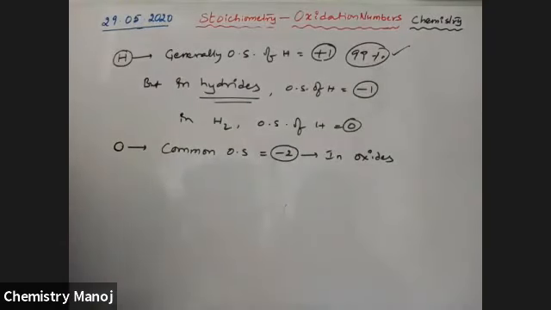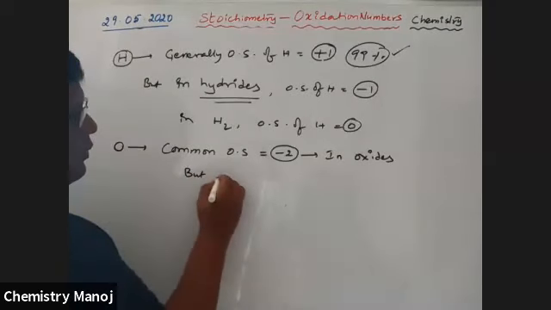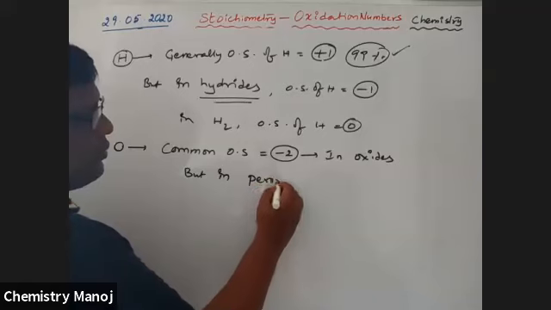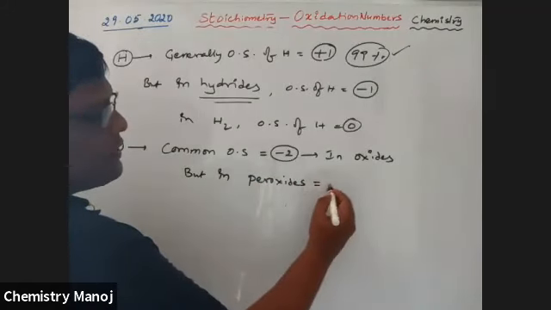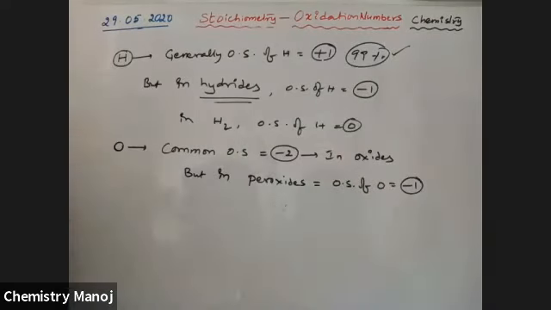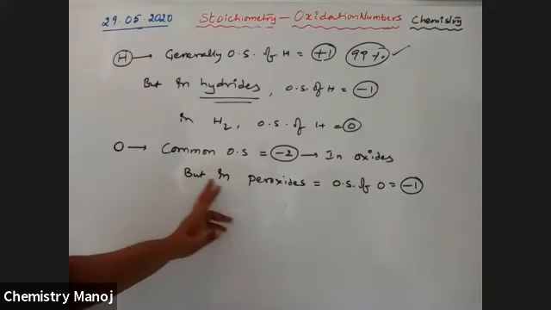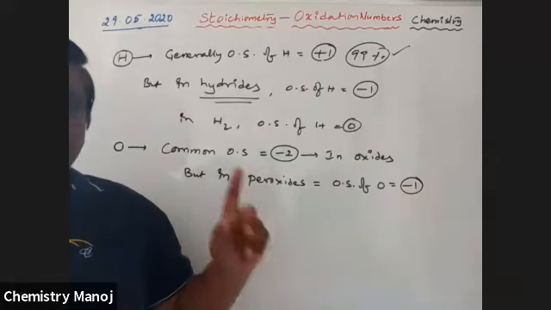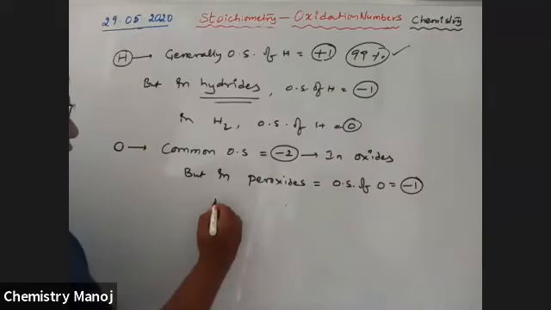But in peroxide, the oxidation state of oxygen is equal to -1. In peroxide, the oxidation state of oxygen is -1. Oxygen never shows +6, my dear readers. Please don't disturb me; after completion of the topic, please ask your doubt. See here, in peroxide, the oxidation state of oxygen is -1. Whenever the name peroxide is there, see here, hydrogen peroxide.